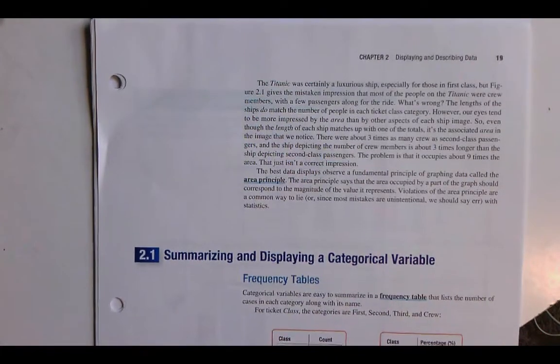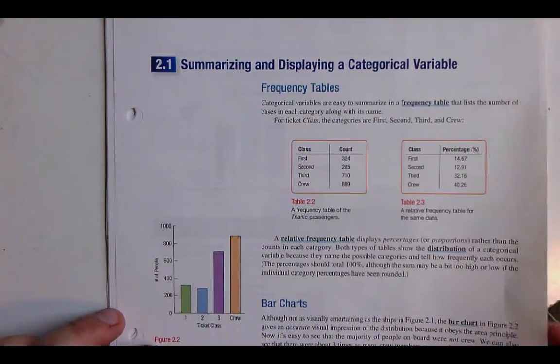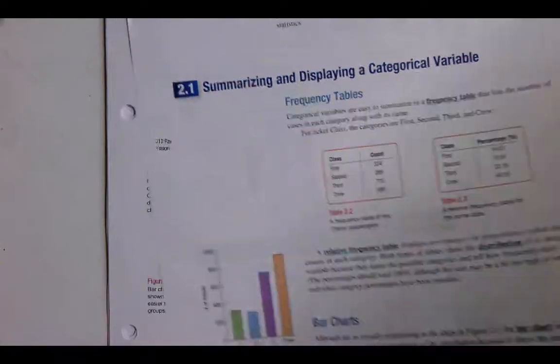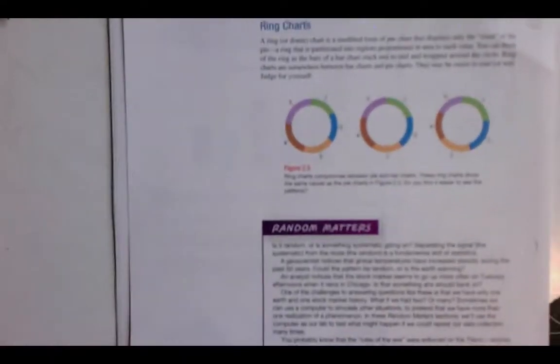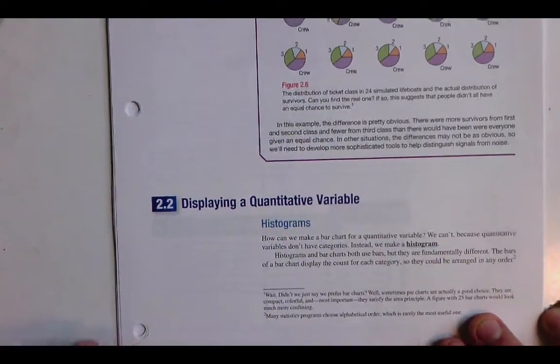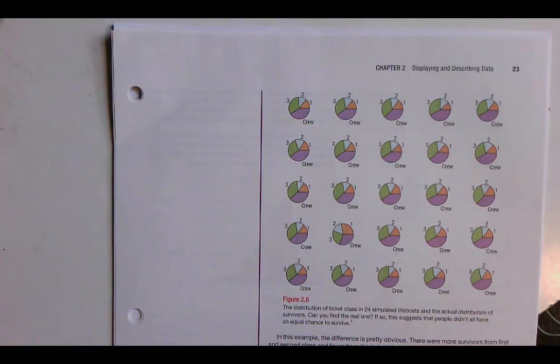It then moves to the idea of how we would display a categorical variable with frequency tables or contingency tables. There's other description here of bar charts, pie charts, which we really won't use very much in the course, ring charts, which are a variant of that, and really foreshadowing some of the aspects of variability and sampling that we'll be seeing. And here, this is an interesting figure because there's actually 24 simulated lifeboats, and one of them is the real and 23 are not. So it's actually useful to be able to think about this as a foreshadowing of what we're going to be seeing later on.